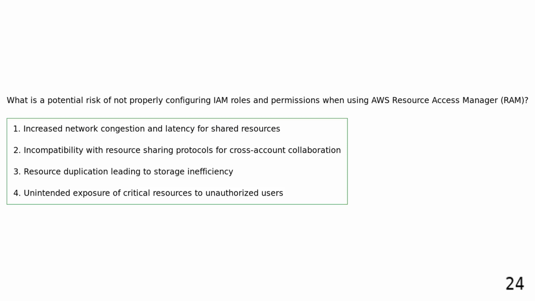What is a potential risk of not properly configuring IAM roles and permissions when using AWS Resource Access Manager? Increased network congestion and latency for shared resources. Incompatibility with resource sharing protocols for cross-account collaboration. Resource duplication leading to storage inefficiency. Unintended exposure of critical resources to unauthorized users.